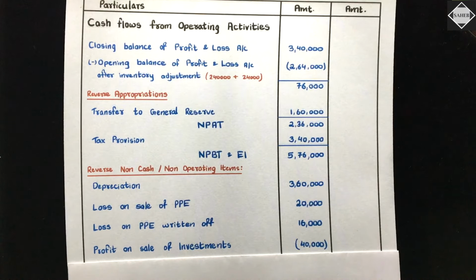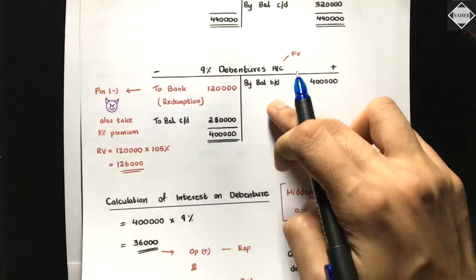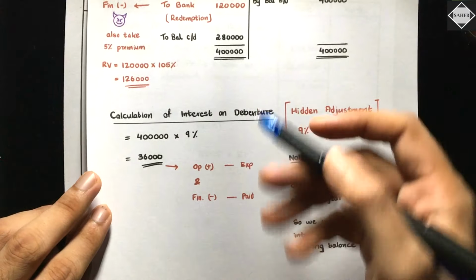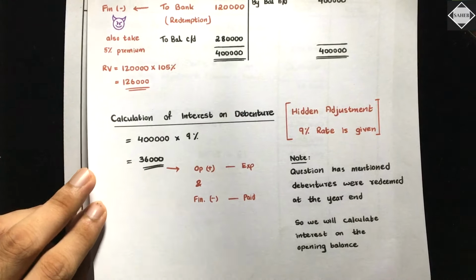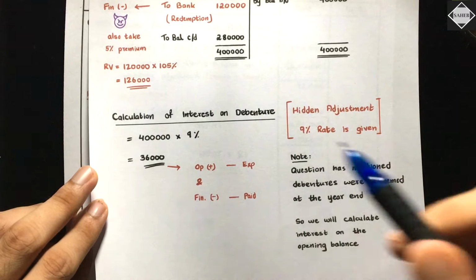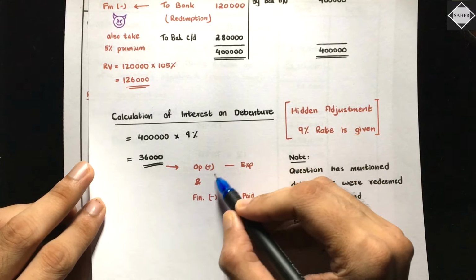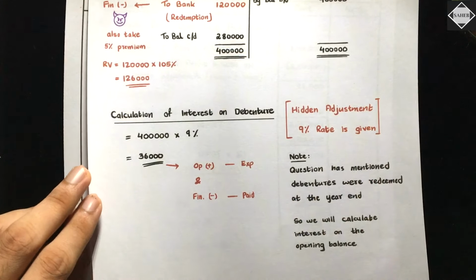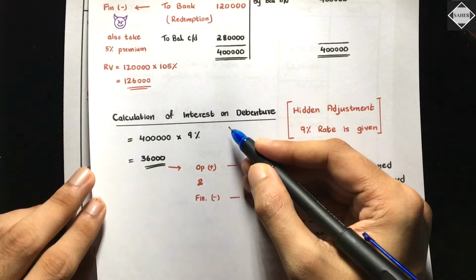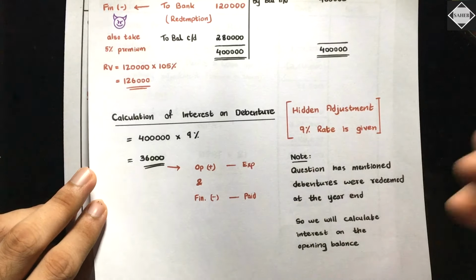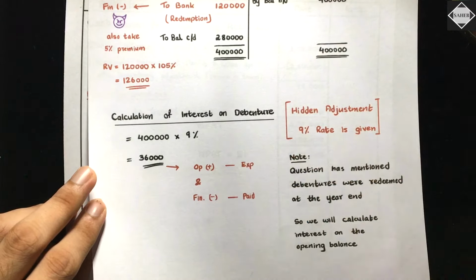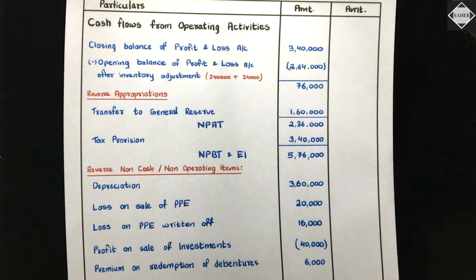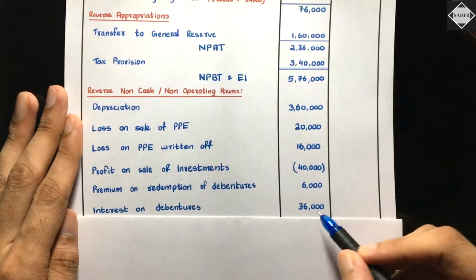Then move on to the debentures. Is there anything in debentures account? Yes. In debentures, we have interest on debenture. Hidden adjustment was there. They gave us the rate. We calculated, and I told you we have to reverse it in the operating, isn't it? Because interest on debenture is an expense which is debited to P&L. So that expense we have to reverse because it relates to financing activity. It's a non-operating expense. It has been subtracted, it has been debited. Now to reverse, we have to add it back. So see here, interest on debentures 36,000.